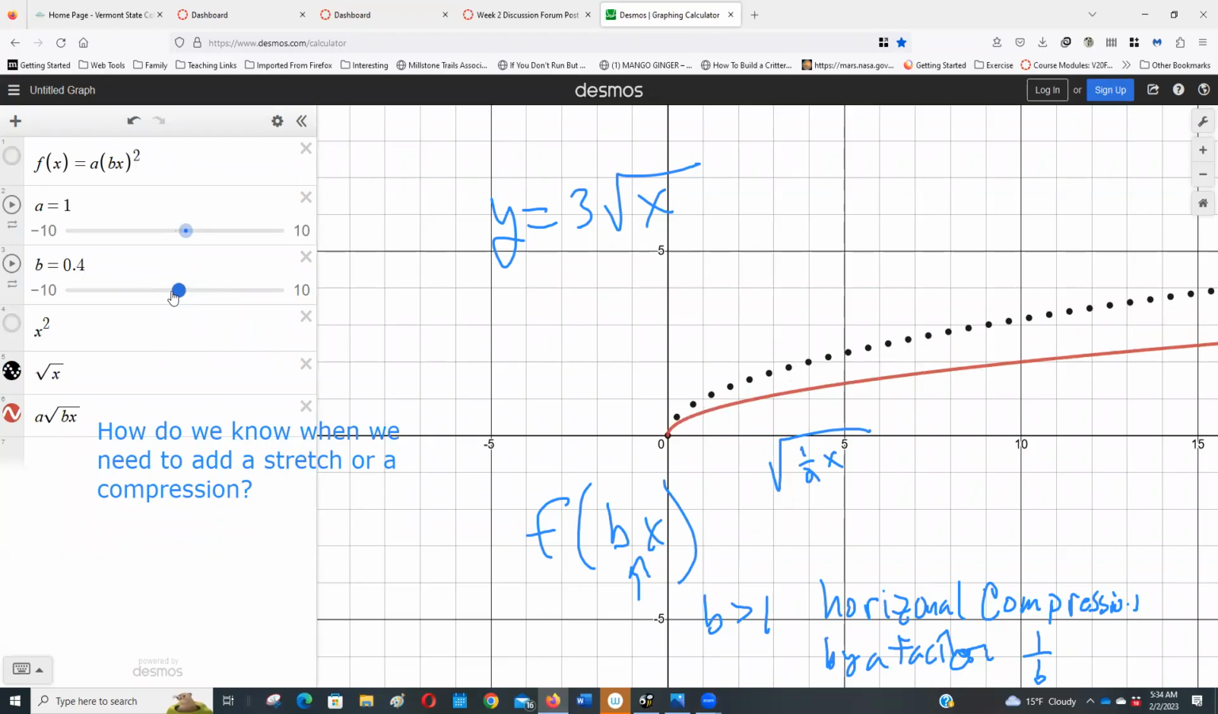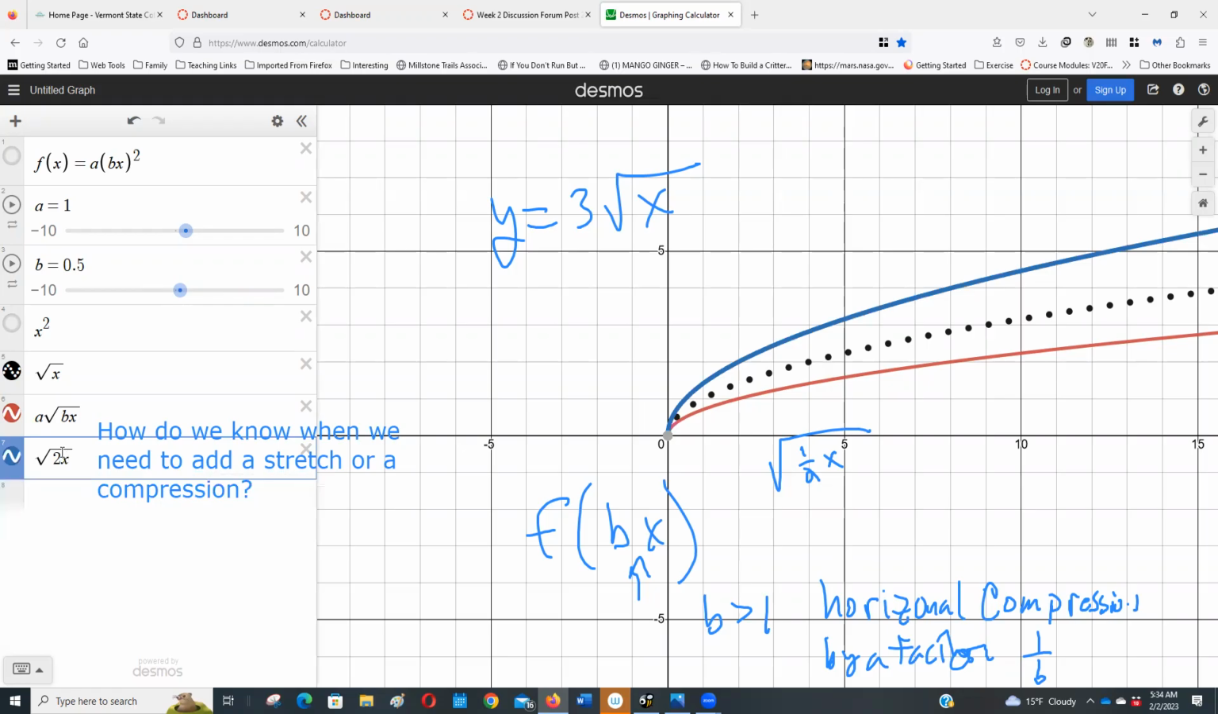Well, actually, let's just do this. Let's make this be 1/2. And I'll just graph the square root instead of having to fool with the sliders. The square root of 2x. See how that grows faster? So that's a horizontal compression. And this is a case where b is bigger than 1. So that's going to be a horizontal compression by a factor of 1/2.